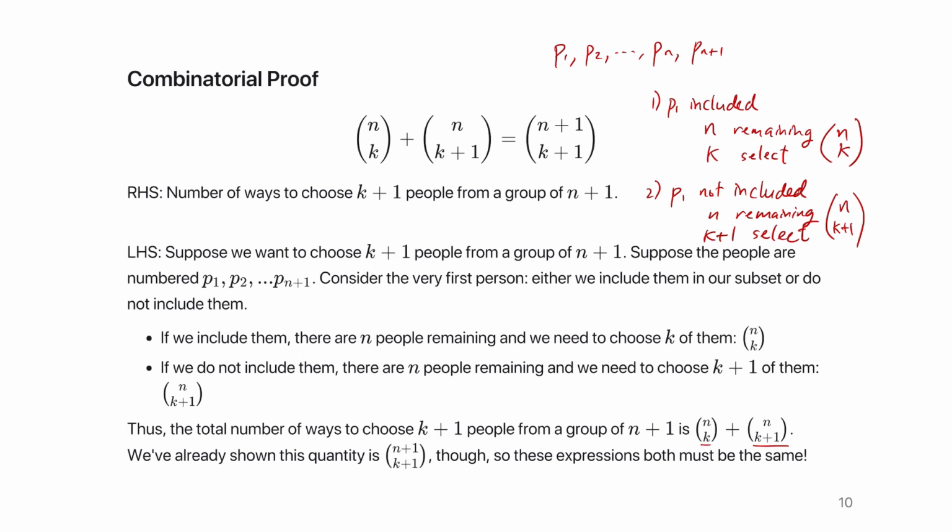Is that okay? So for this example, we just focused on the very first person. Either they're included in our subset or they're not included. Any questions with this combinatorial proof?